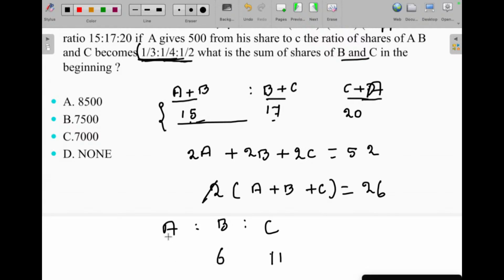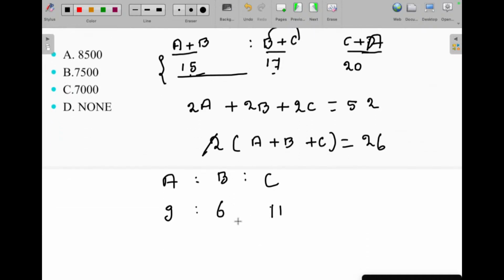I want A value now. If I need A value, can I take B plus C is 17? Which means A will be 9. Otherwise, I know B value is 6. A plus B is 15. B value is 6, then A value will be 9. Same answer you will get. Okay, now I know A, B, C individually is 9 is to 6 is to 11. So using this statement I calculated. I hope it is clear.